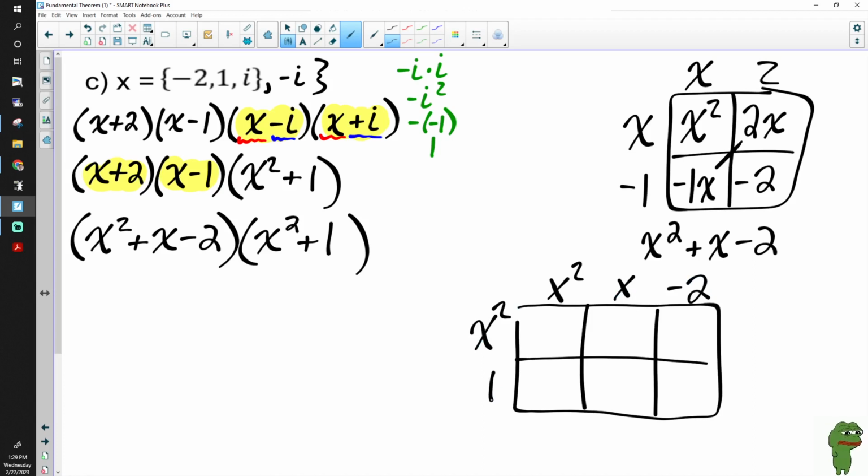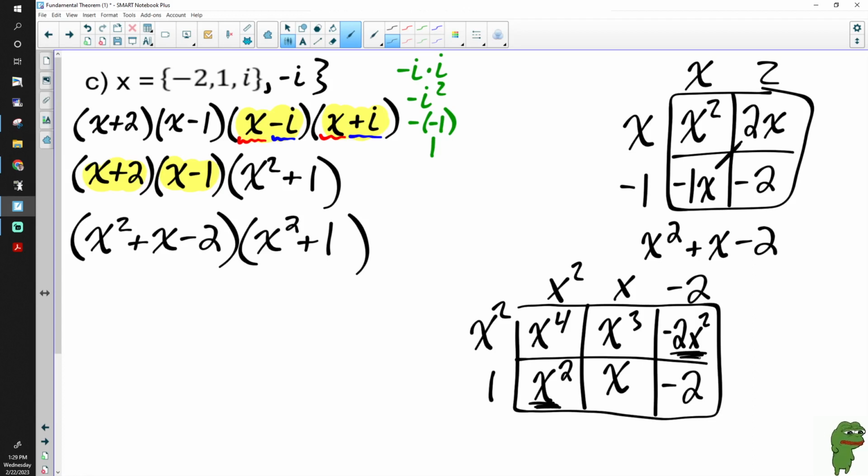x squared and x squared is x to the 4th. x squared and x is x to the 3rd. Then I have -2x squared, 1x squared, 1x, and -2. So if I look at this, the only like terms I have is this x squared and -2x squared.